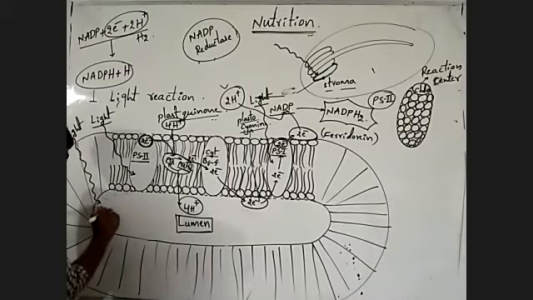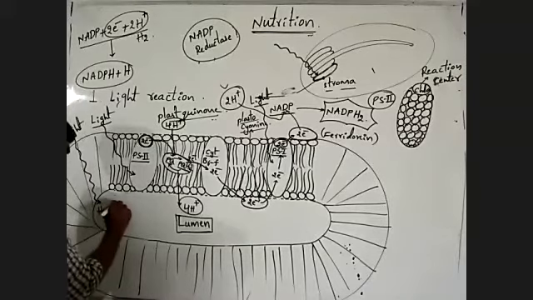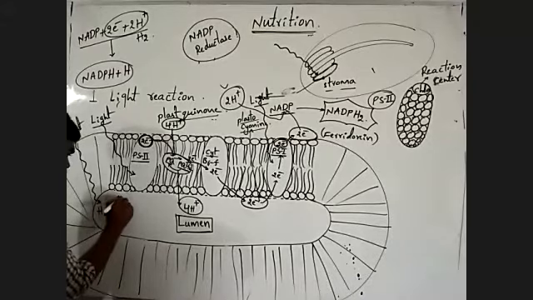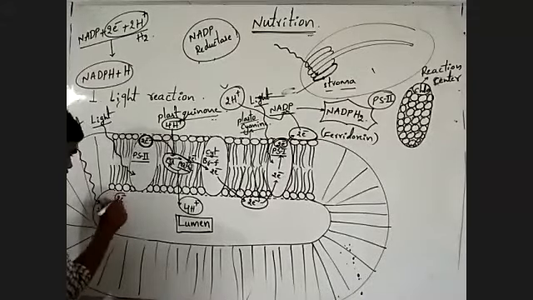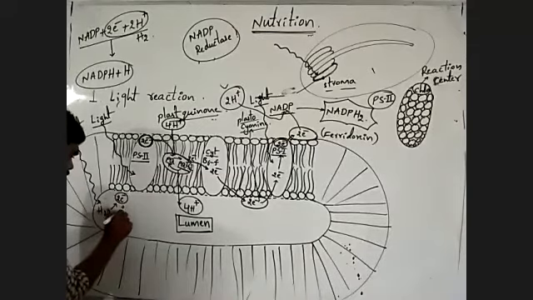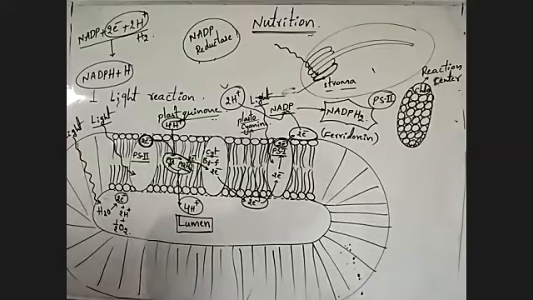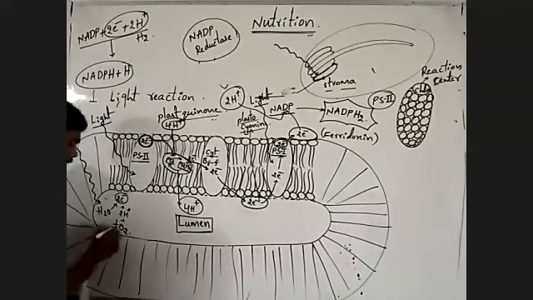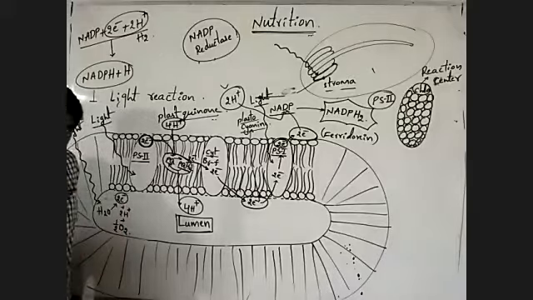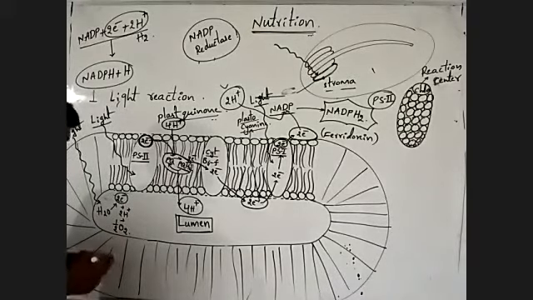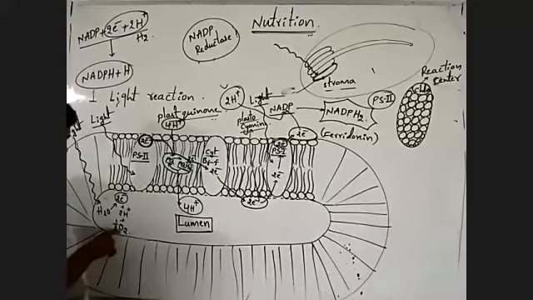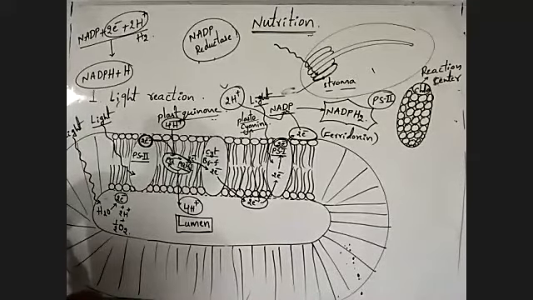Water molecule is broken down into 2 electrons plus 2 protons plus half O2. Observe carefully. Half O2 means only one atom of the oxygen. Okay.